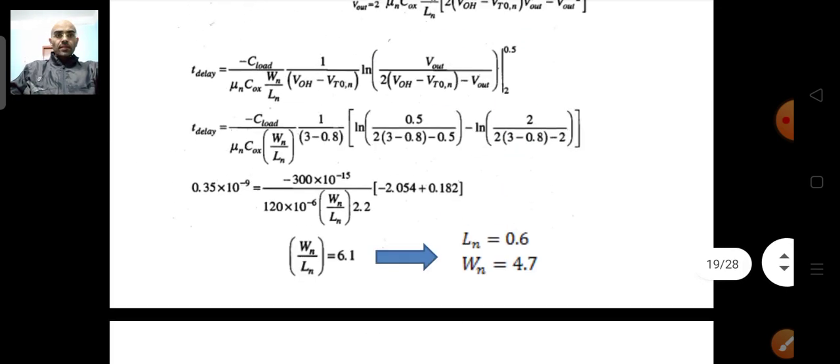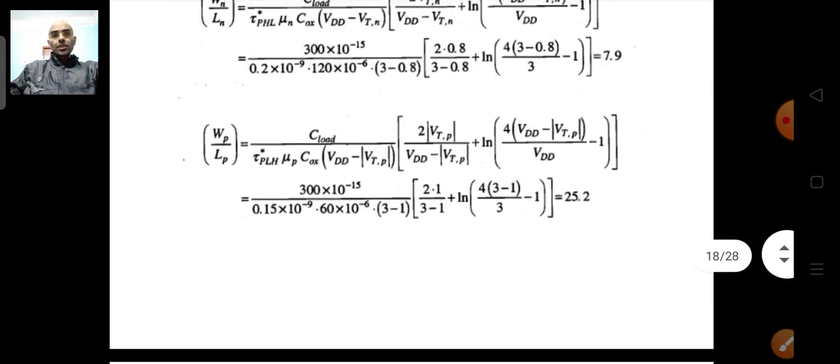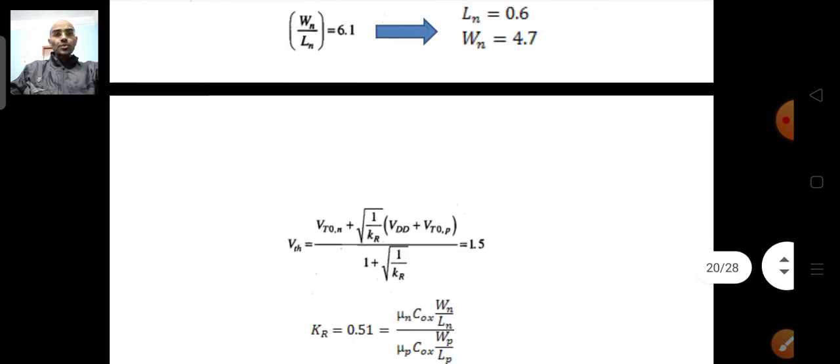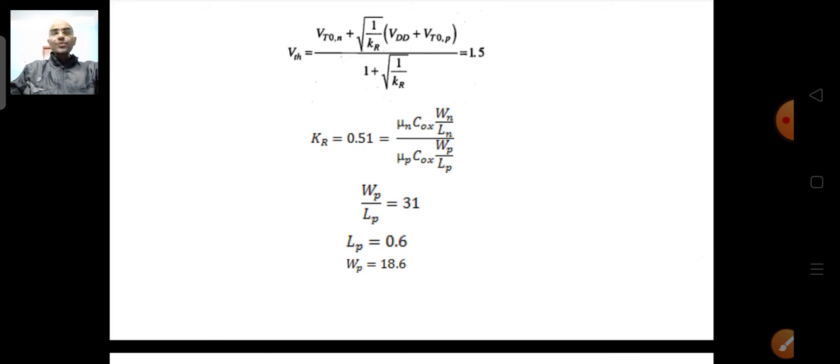Now it is coming 31, but previously it was coming 25.2. So which value should we choose? If we choose 25.2 as the W by L of PMOS, then with the same logic we would satisfy the tau PLH constraint, but we wouldn't satisfy the threshold voltage condition. So we have to use the higher one, and here the higher value is 31. So we will choose 31 and find the width of the device as per this condition, not the previous one.